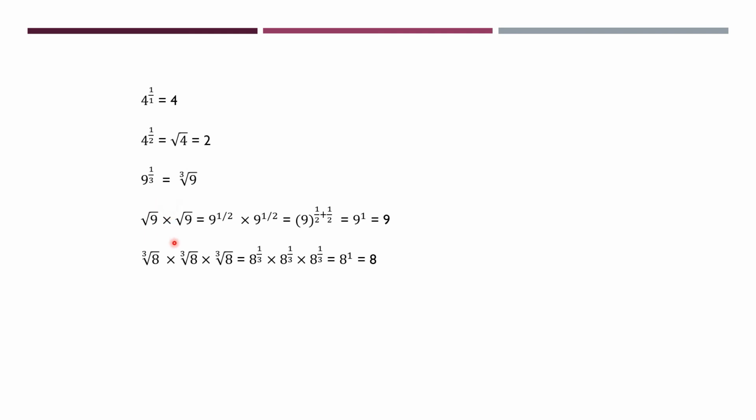Root 9 into root 9 will be equal to 9 raised to 1 by 2 into 9 raised to 1 by 2. Here the bases are same. So we will add the exponents, that is 9 raised to 1 by 2 plus 1 by 2, which is equal to 9. Cube root of 8 into cube root of 8 into cube root of 8 equal to 8 raised to 1 by 3 into 8 raised to 1 by 3 into 8 raised to 1 by 3, which is equal to 8.